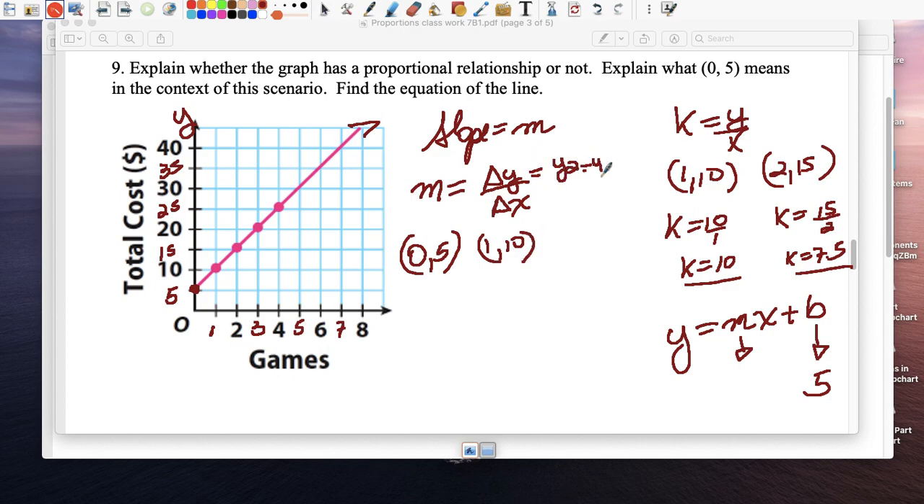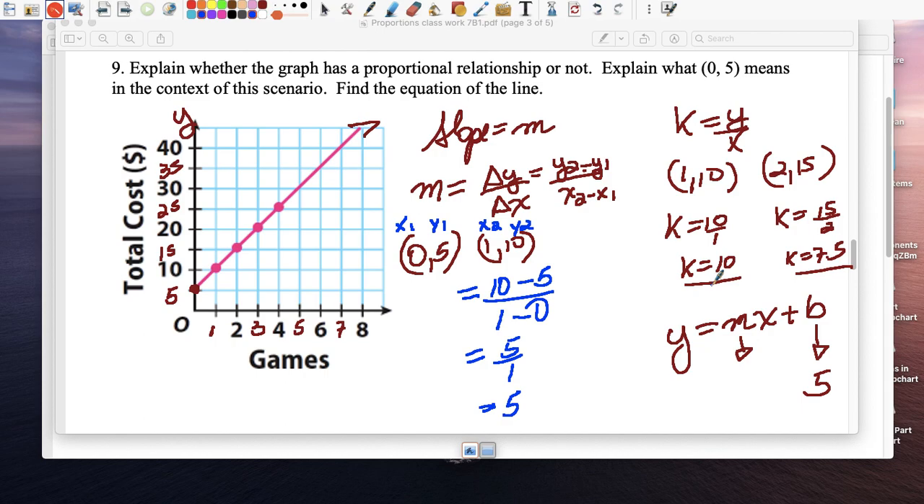So y2 minus y1 over x2 minus x1. One of them is going to be your first point, and the second one will be your second point. It doesn't matter which you pick, you get the same answer. So let's call these the ones, x1, y1, and these the twos, x2, y2. All you got to do is plug it in. It doesn't get any easier than that. So y2 is 10, y1 is 5, over x2 is 1, and x1 is 0. 10 minus 5 is 5, 1 minus 0 is 1, and 5 over 1 is just 5. So my slope is 5.